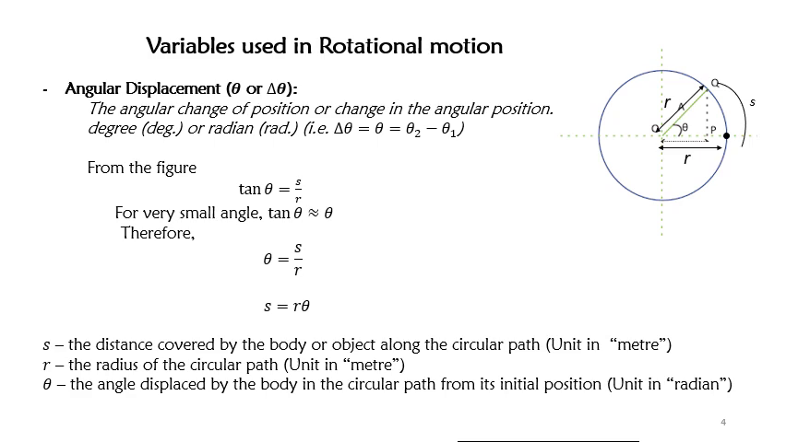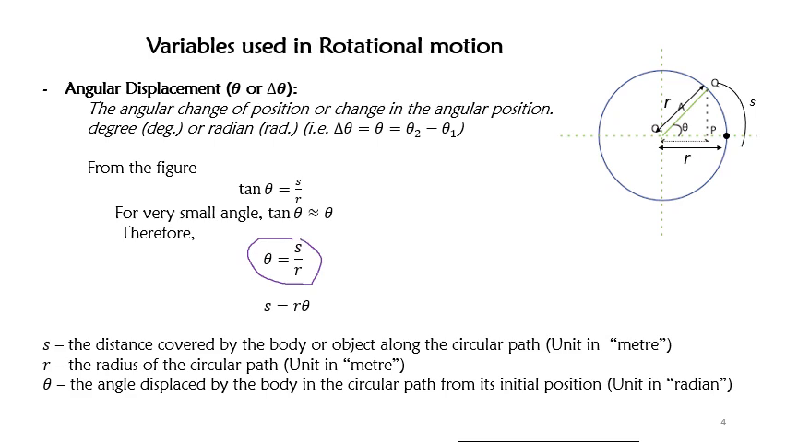From the figure, if you check very well, you know your Pythagoras? It's like a right angle triangle. Tan theta will be S, opposite, over R, adjacent. R is the radius of the circular path. And for very small angle, you know that tan theta is approximately equal to theta. So for very small angle, tan theta will be S over R, and since tan theta is equal to theta, that means theta is equal to S over R. And from there, S is equal to R theta.